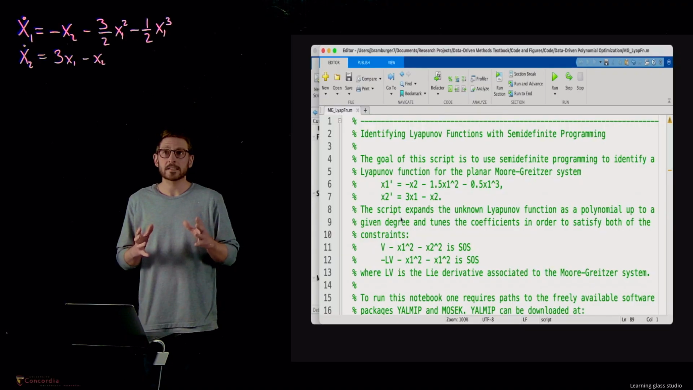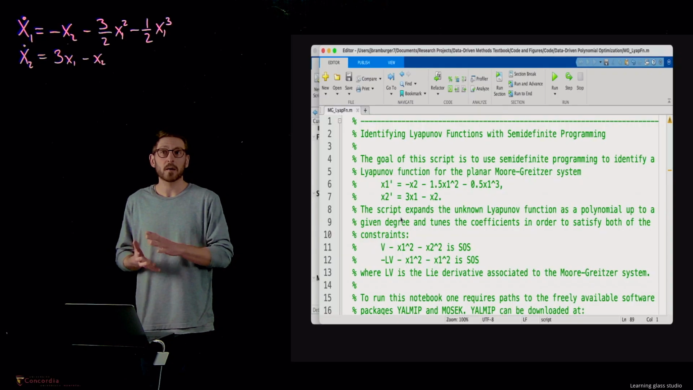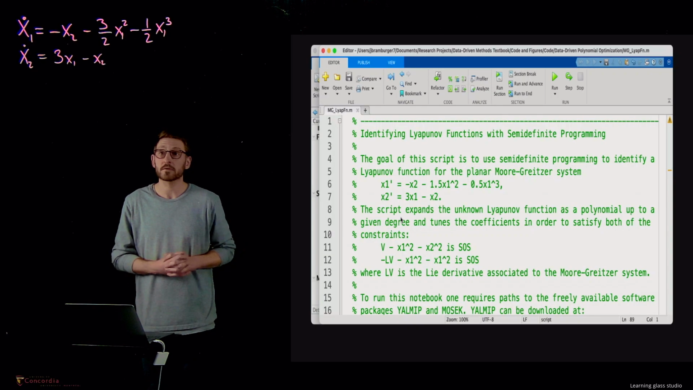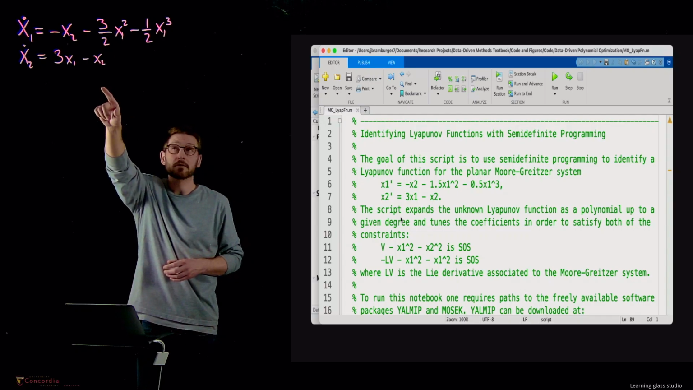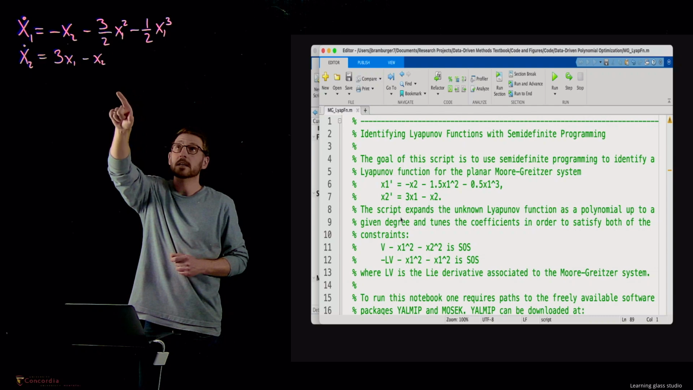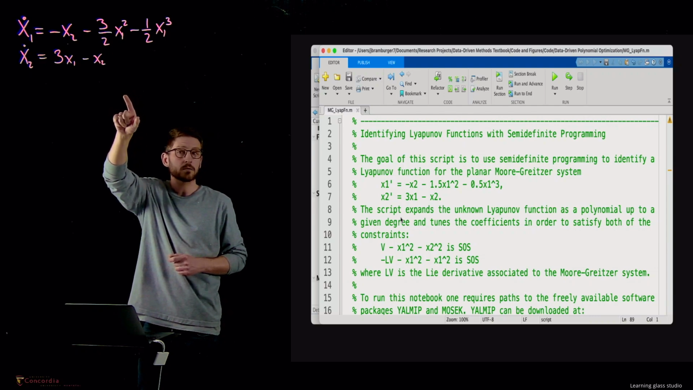In fact, let's take an example of finding Lyapunov functions using sum of squares programming, and in particular semidefinite programming. We're going to use the Moore-Greitzer equation. So you have it right here at the top of the board. In fact, this has an equilibrium point at 0, or at the origin.